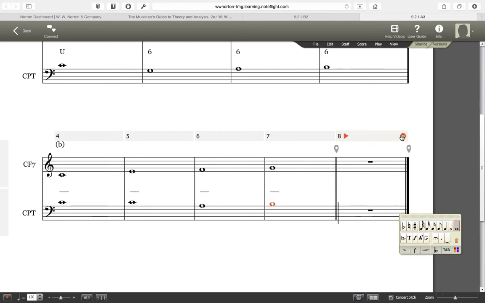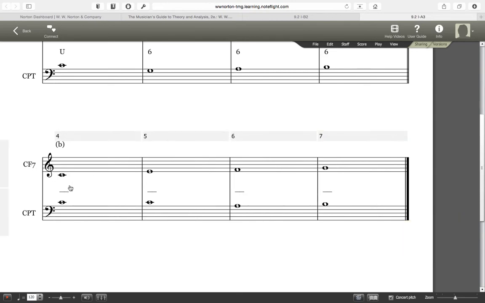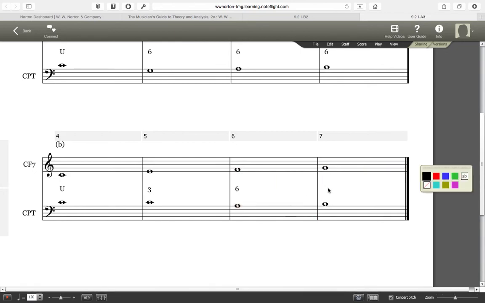Check my intervals. Unison here. Third here. A to F is a 6. And B to G, also a 6. Parallel 6 is fine. Notice I am favoring thirds and 6s. Those are a good way to go. So let's audition this one and make sure we like it.